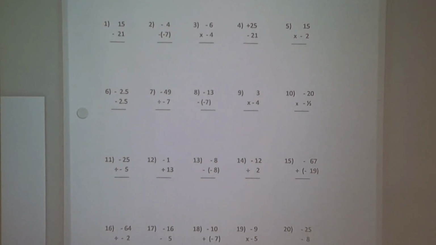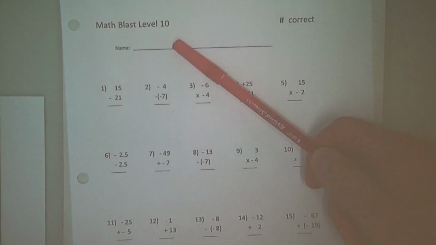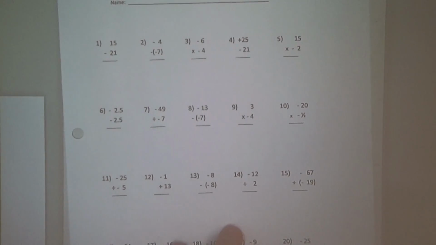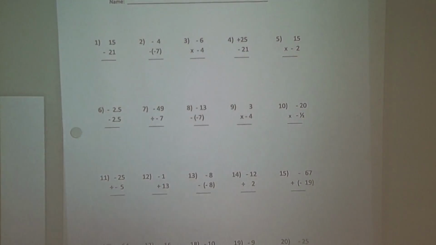Math. Okay, so at this point, Mr. Brown should have handed out Math Blast number 10 to everyone. On that piece of paper, you have the number correct that you got. I'm going to go through this one here and show you how I did it. We're going to take a couple of notes, and then we're going to do another Math Blast. So I want to give you that other Math Blast.